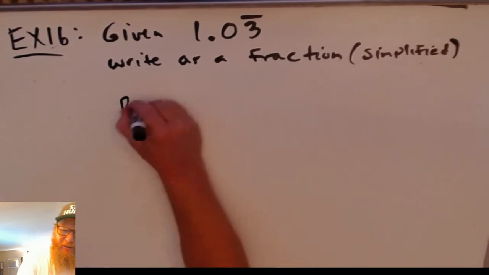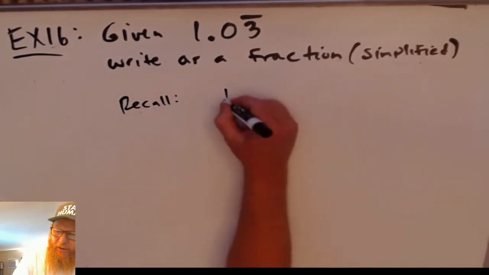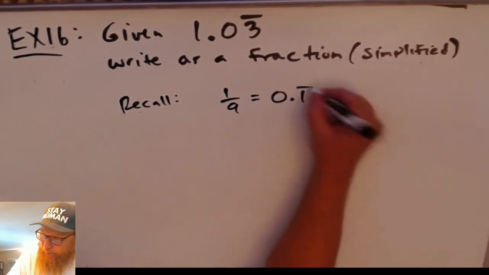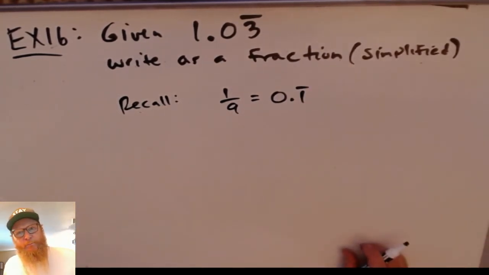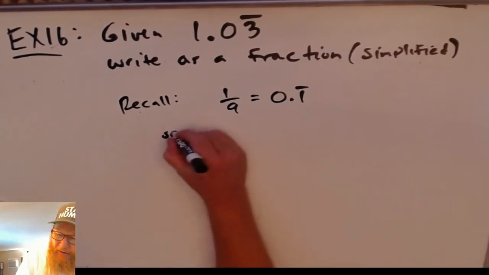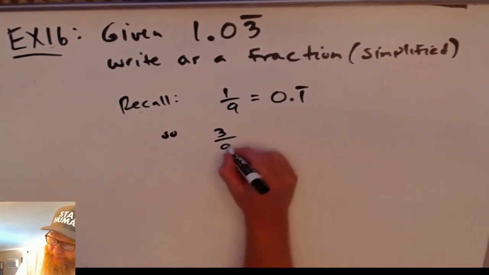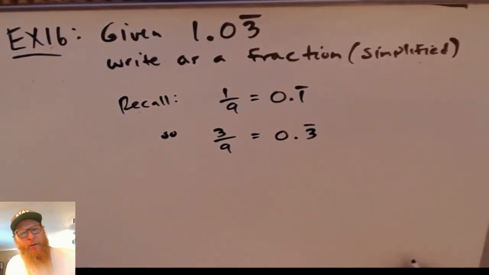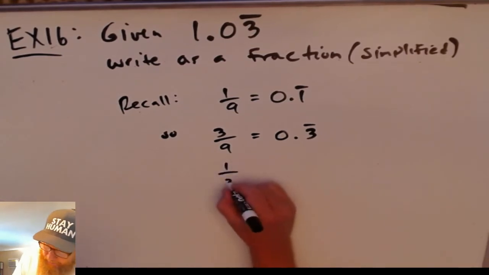So first, let's do a recollection. 1/9, that's what you want to build your repeating digits on. That's 1, 1, 1, 1, 1, and so on. So 3/9 is 3, 3, 3, 3, 3, and so on. Which is the same as 1/3.